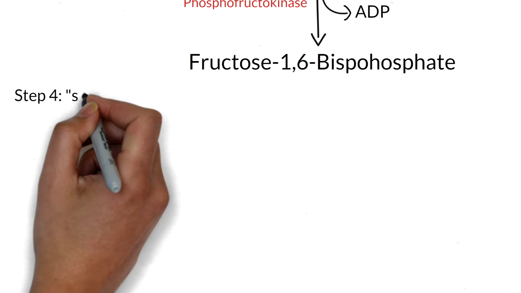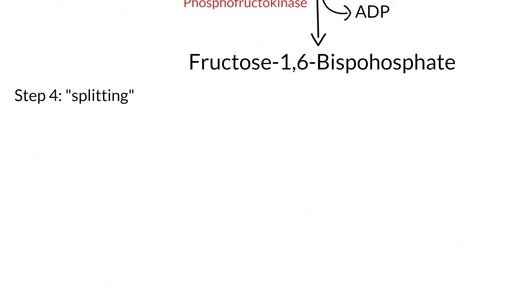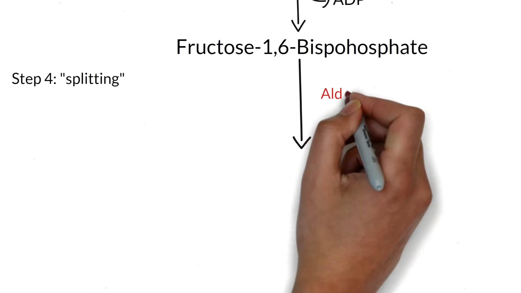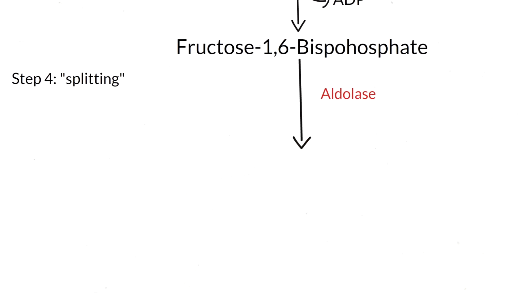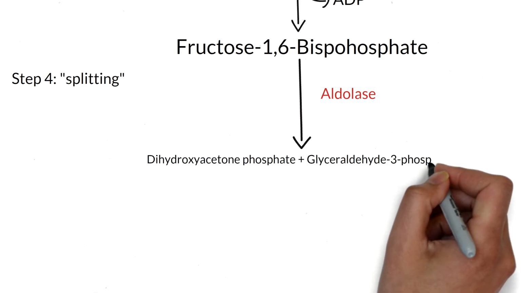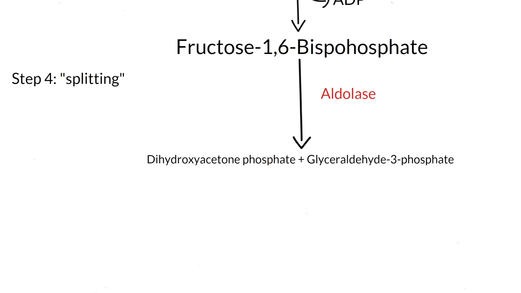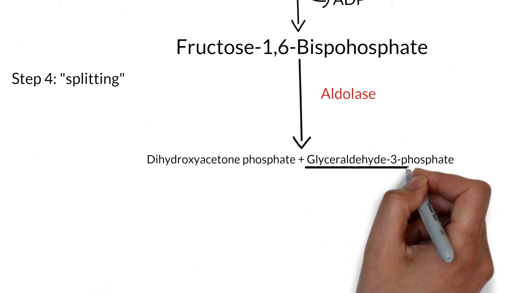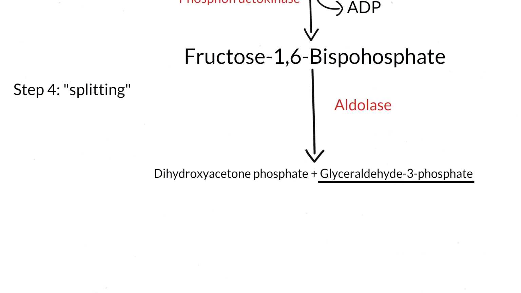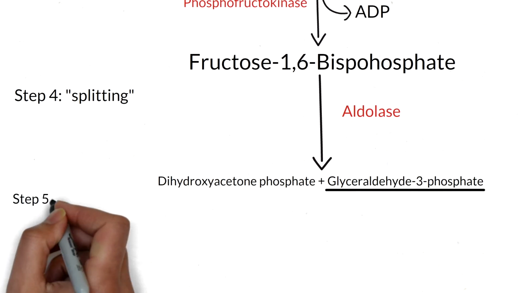Step 4 can be described as splitting. Here, the sugar molecule is split into 2 molecules by the enzyme known as aldolase. This forms dihydroxyacetone phosphate and glyceraldehyde 3-phosphate. Here, it is important to know that only glyceraldehyde 3-phosphate is suitable for the next steps of glycolysis, and dihydroxyacetone phosphate isn't. This is why the next step of glycolysis is fundamental in order to modify dihydroxyacetone phosphate.